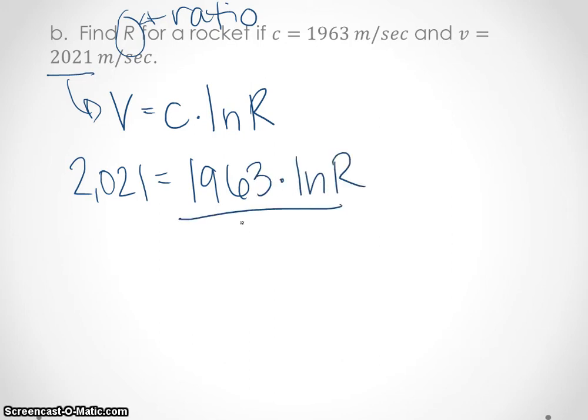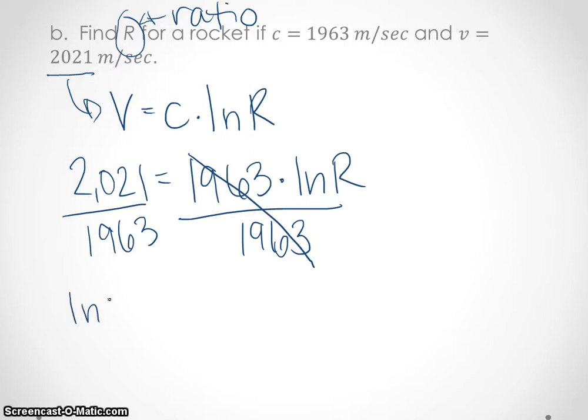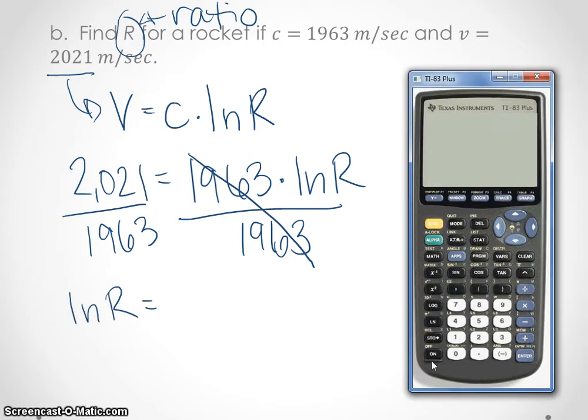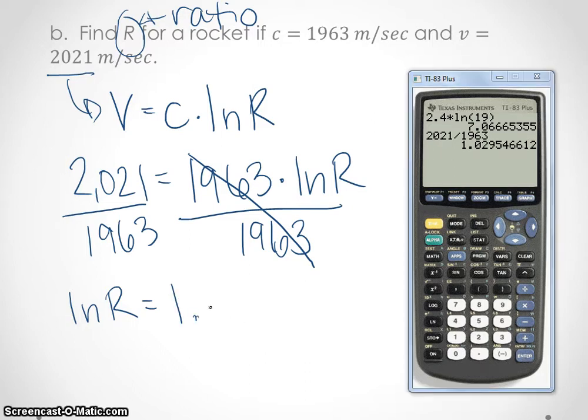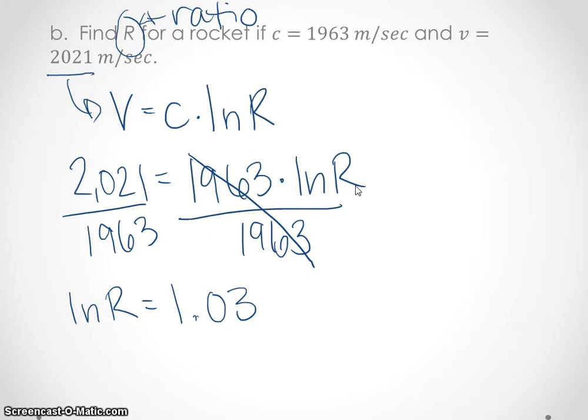Okay, so first step is to divide by 1963, because we're trying to get to R here. Over here they cancel. We have the natural log of R equals, and let's do our arithmetic here. 2021 divided by 1963. Okay, and we get 1.03 is what that would be. And we'll get rid of that for a second.